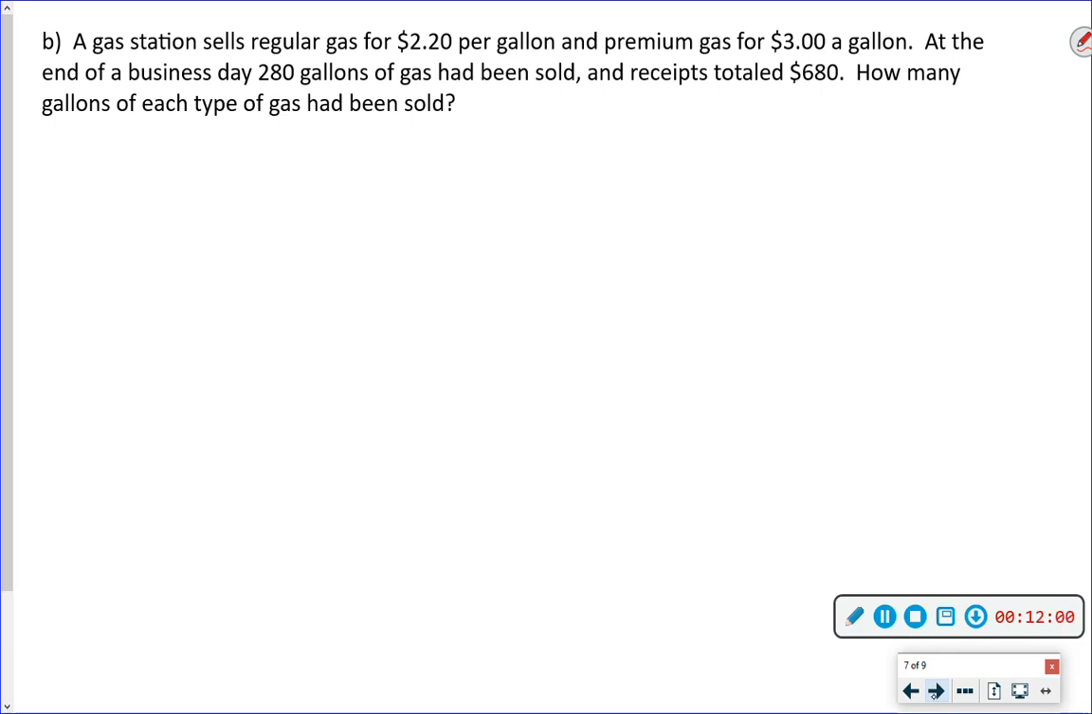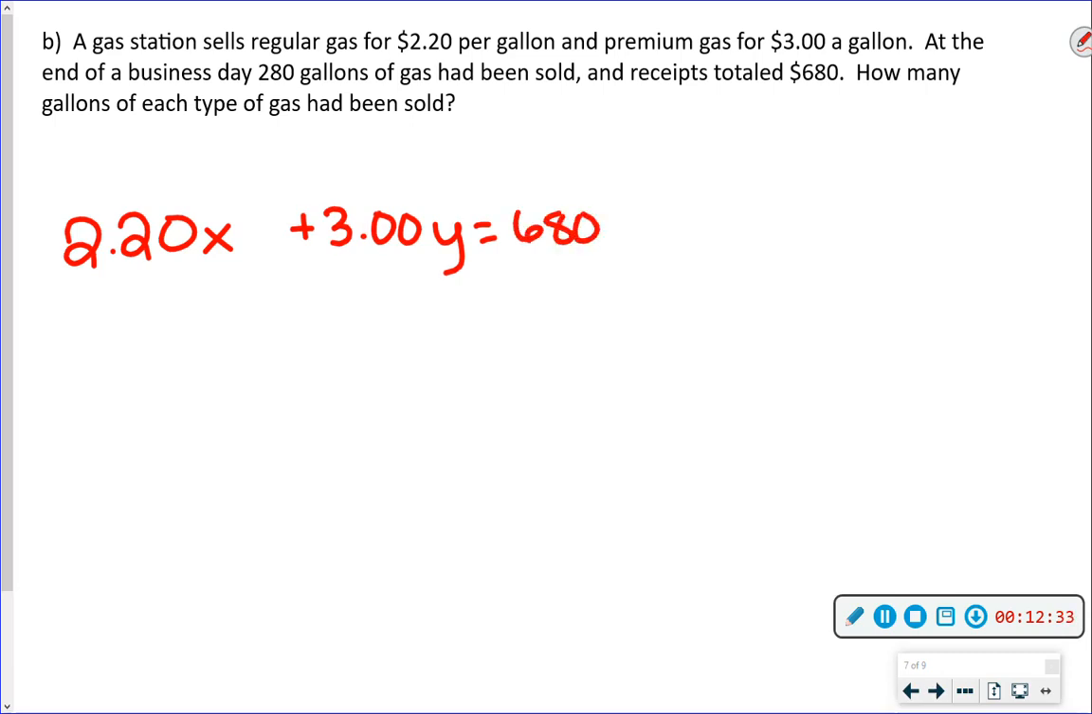So remember, this is kind of like those interest money problems, meaning keep the similar things together. I'm going to keep the dollar amounts together in one equation, and I'm going to total the different types to the total amount of gallons sold for my other equation. I'm going to do the dollar ones first. So $2.20 is one type of gas, our regular gas. I'm just going to let x be the regular gas, and then $3 for the premium gas. I probably would just do 3. And $680. So keep your dollar amounts together.